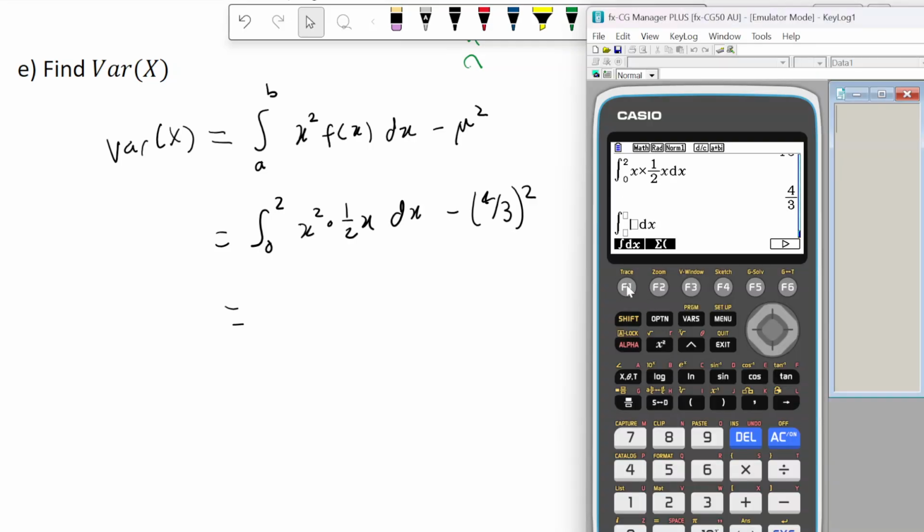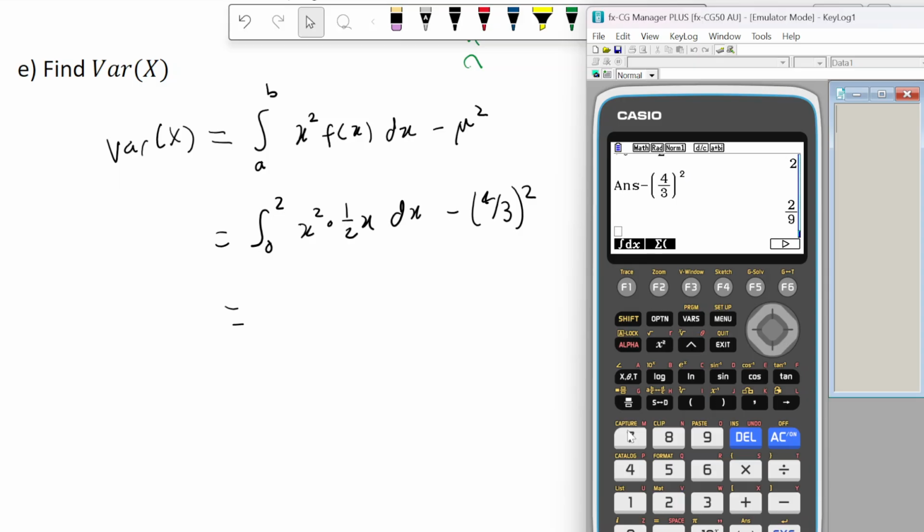So integral, we're going to have to put what we need in the integral. So that's x squared times a half x. I wouldn't even bother trying to simplify this down before you type it in, because you may make a mistake. You don't want to risk that. From 0 to 2. And this is the bit that I always forget to do. You have to take off the mean squared once you're done. So take off 4/3 squared. That's why I don't really like this version. I always forget to do that.